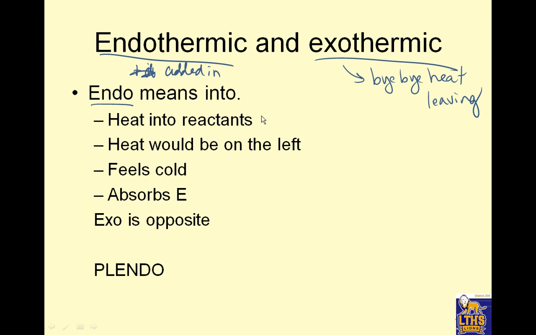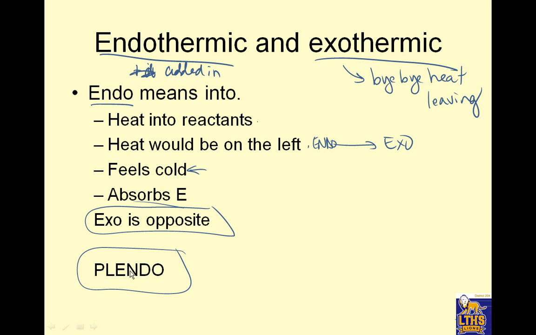Okay, so endo means into. Heat goes into the reactant side of the reaction. It's going to be on the left side of the arrow. Heat, endo on the left of the arrow. Exo, it's going to be on the right. Endo is going to feel cold because heat's being absorbed by the reaction, so it absorbs energy. Exo is the opposite of all of that.